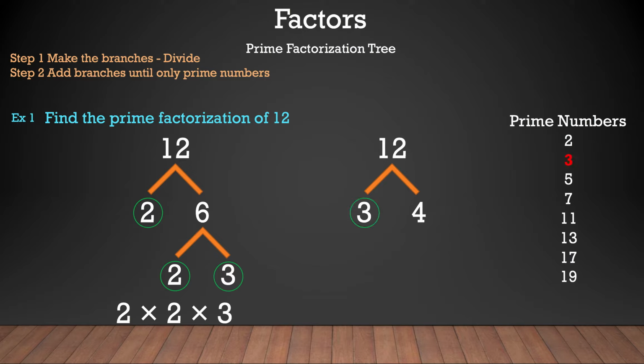We're going to circle the prime numbers, and only 3 is a prime number. So now we're going to add the branches below 4, and then we're going to pick 2 times 2. And why did we not do 1 and 4? Because if we do that, then you're not helping your case.